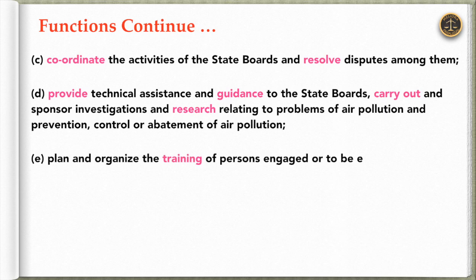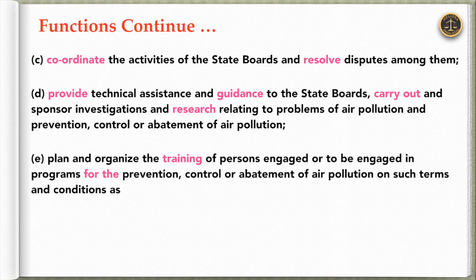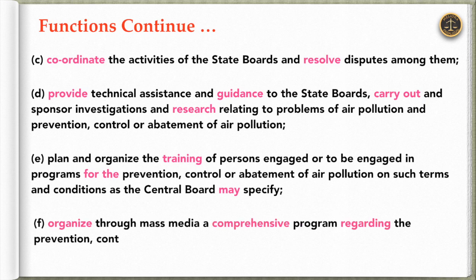Plan and organize the training of persons engaged or to be engaged in programs for the prevention, control or abatement of air pollution on such terms and conditions as the Central Board may specify. Organize through mass media a comprehensive program regarding the prevention, control or abatement of air pollution.